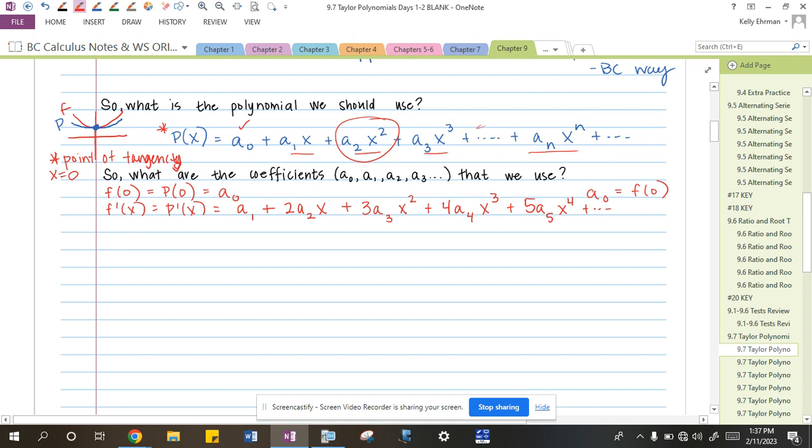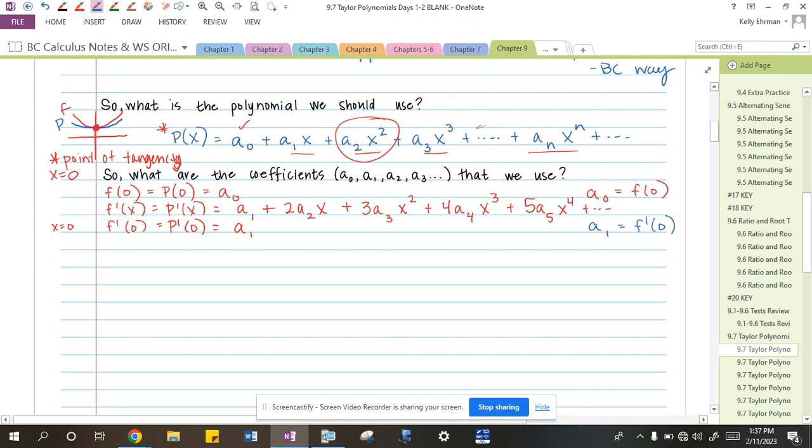So we want f prime of x to equal p prime of x at the point of tangency. So again, let's figure out what's happening at the one point that they share. We want these things to be exactly equal. We want f prime of 0 to equal p prime of 0. If I plug 0 in for all of the x's, all of these terms are going to drop off, but I'll be left with a1. So a1 is equal to f prime of 0.